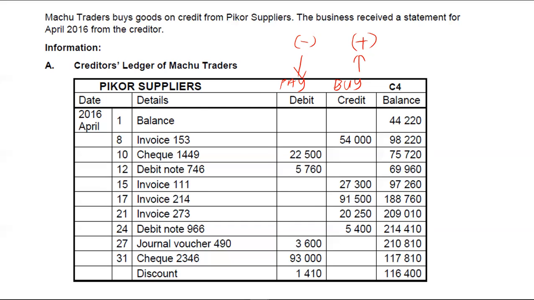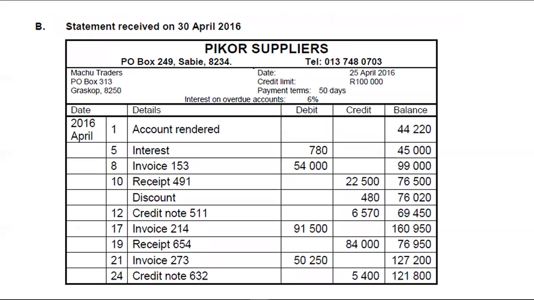Note that transactions that appear in the statement received from the creditor but do not appear in our creditors ledger, we are going to indicate them with a red cross. The ones that appear in both, or the ones that are correct in that specific statement, we are going to tick. If it's incorrect in the other statement, we are going to red cross it.